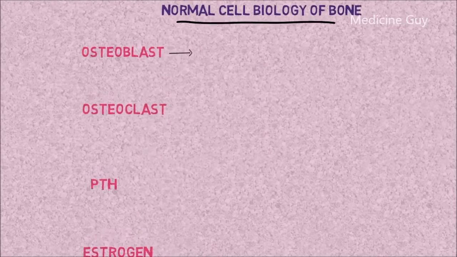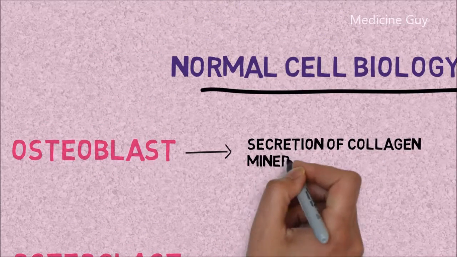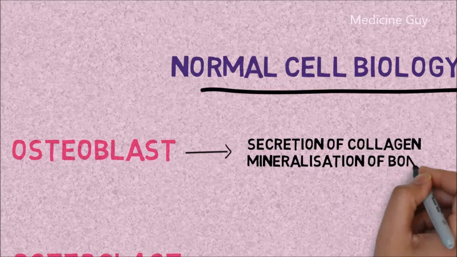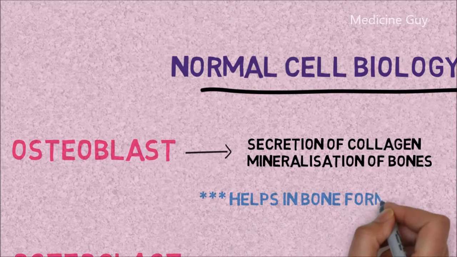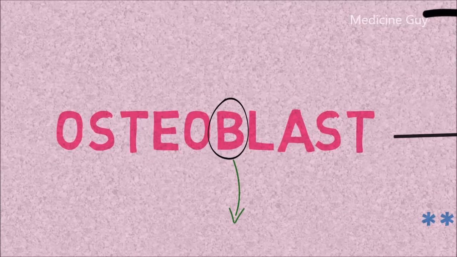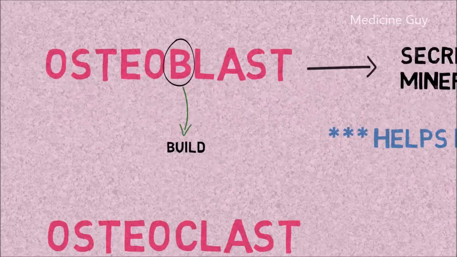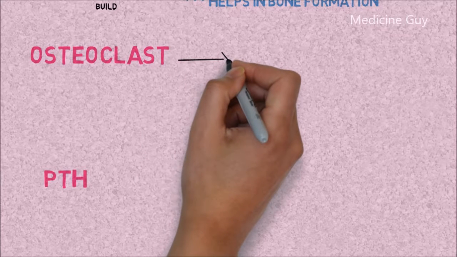Osteoblast helps in secretion of collagen and mineralization of bones. Now these activities lead to bone formation. Okay, so to remember, consider the alphabet B in the osteoblast for build. So alphabet B is for build.